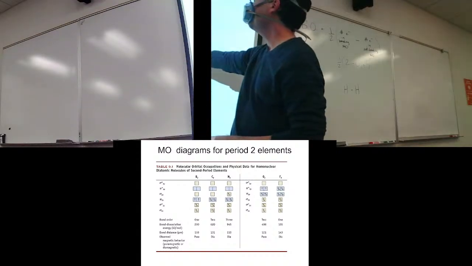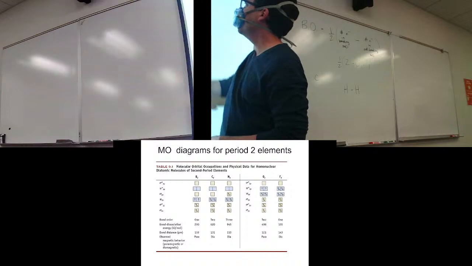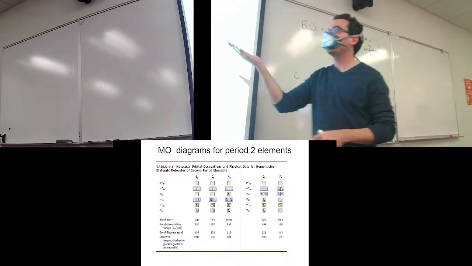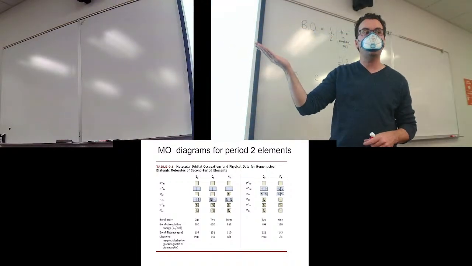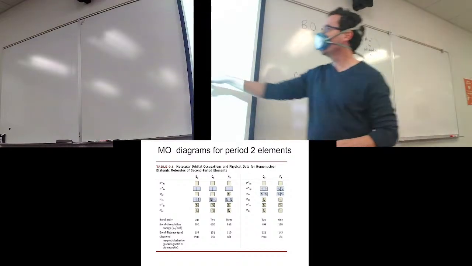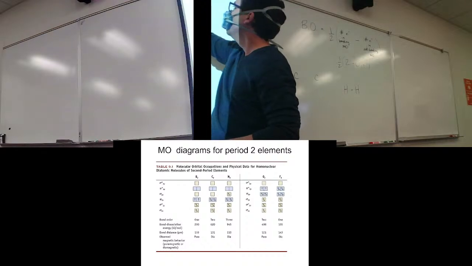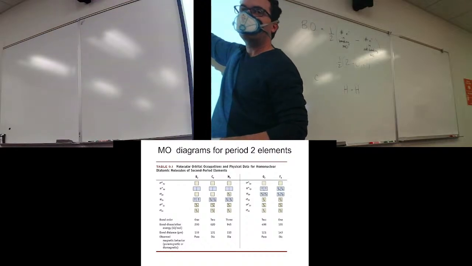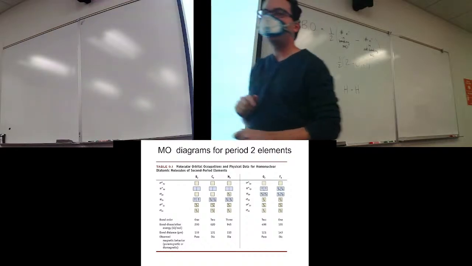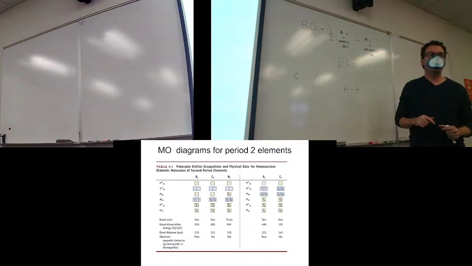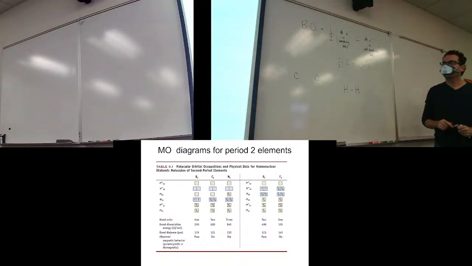So look at oxygen. Here's the pattern you get for oxygen. Oxygen comes with 6 valence electrons each, so 12 total. 1, 2, 3, 4, 5, 6, 7, 8, 9, 10, 11, 12. There's those unpaired electrons. There's the reason why oxygen, O2, is paramagnetic and is attracted to a magnetic field.